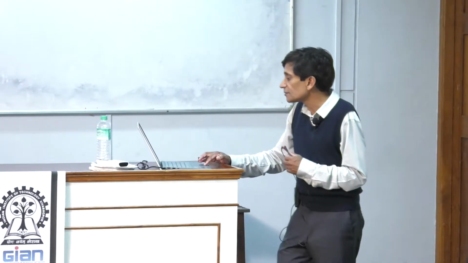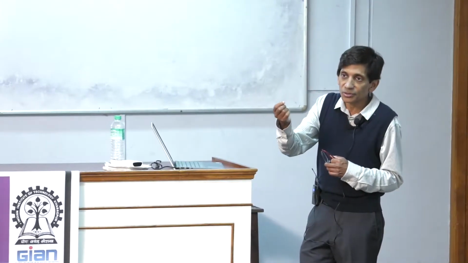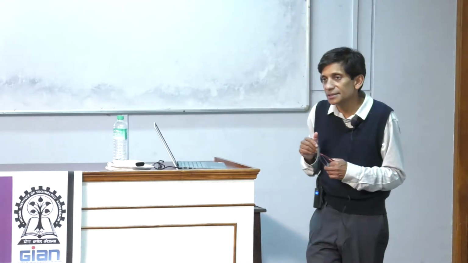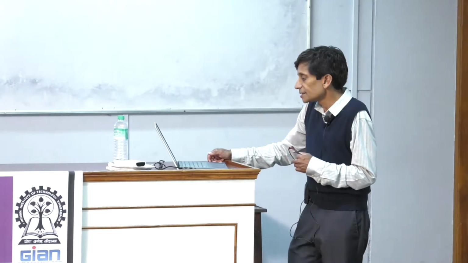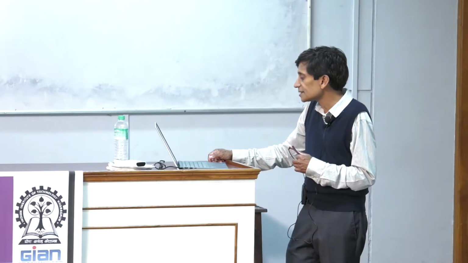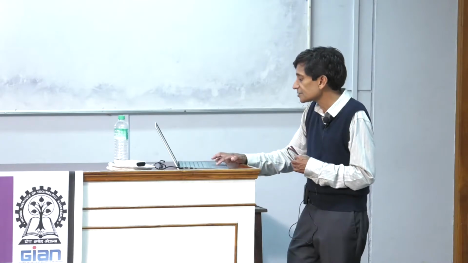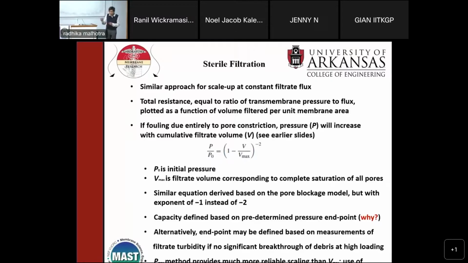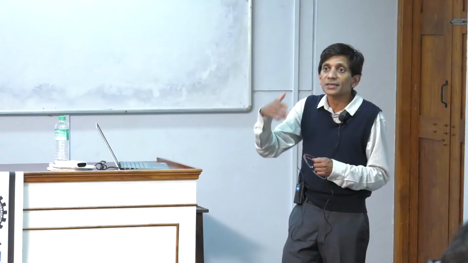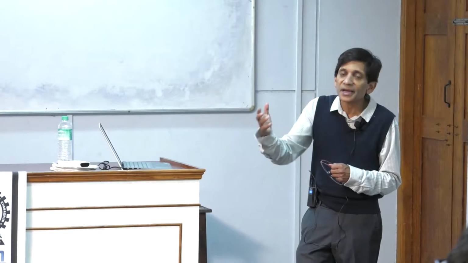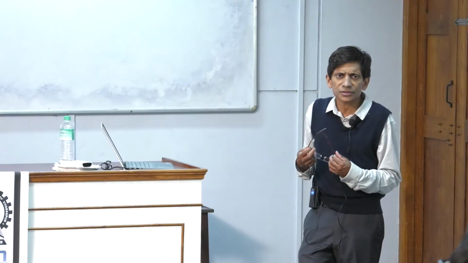Alternatively, the endpoint may be defined based on measurements of filtrate turbidity, if no significant breakthrough of debris occurs at high loading. I also told you turbidity is important. So you can look at turbidity. If it's going up, that's your endpoint. But whatever it is, you always set an endpoint, and then based on that, you're doing your scale-up. The Pmax method provides much more reliable scaling than Vmax. Use of constant filtrate flux is highly attractive for direct flow, normal flow operations. We talked about this earlier, that certainly for bioreactor harvesting, we always use constant filtrate flux as opposed to constant pressure, and it's attractive because you prevent fouling at those initial stages if you had very high filtrate flows, and that is particularly true for microfiltration processes.